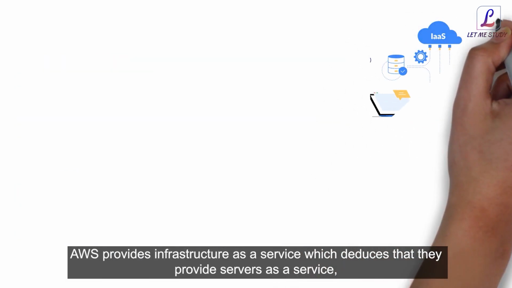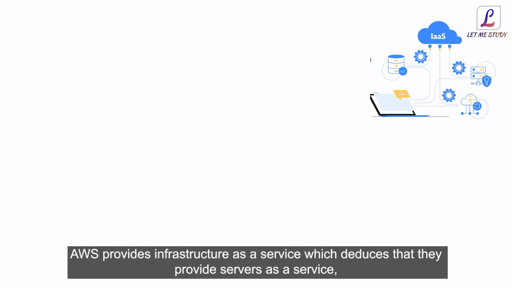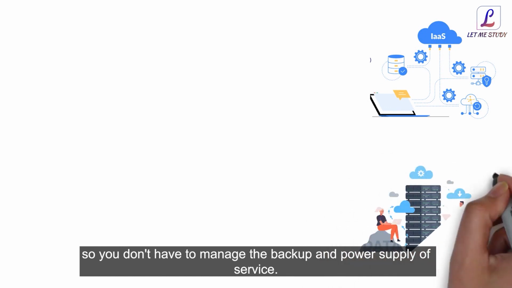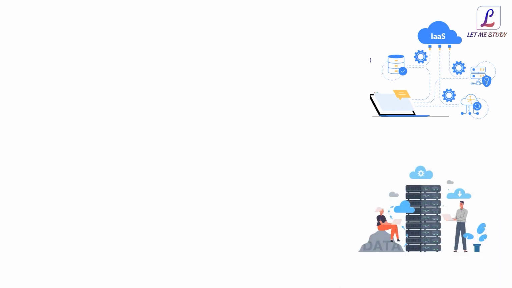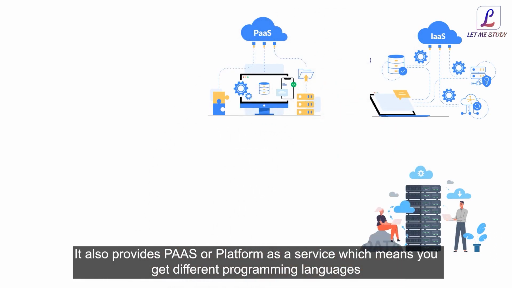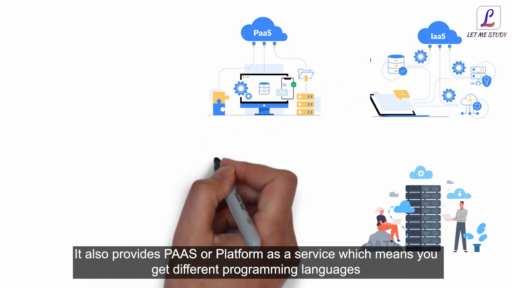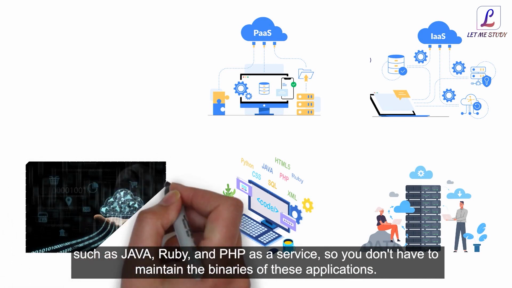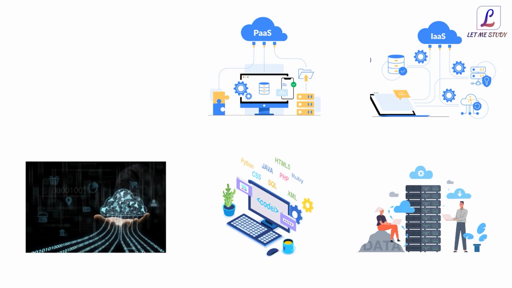AWS provides infrastructure as a service, which deduces that they provide servers as a service. So you don't have to manage the backup and power supply of servers. It also provides PaaS, or Platform as a Service, which means you get different programming languages such as Java, Ruby, and PHP as a service. So you don't have to maintain the binaries of these applications.